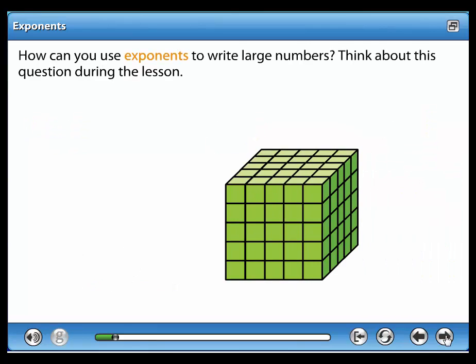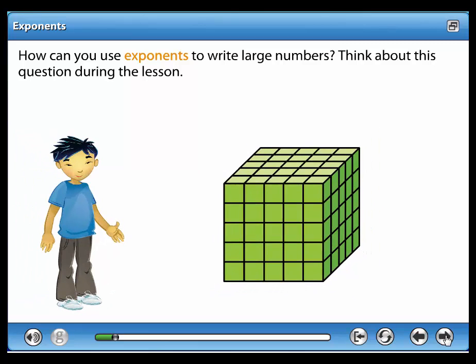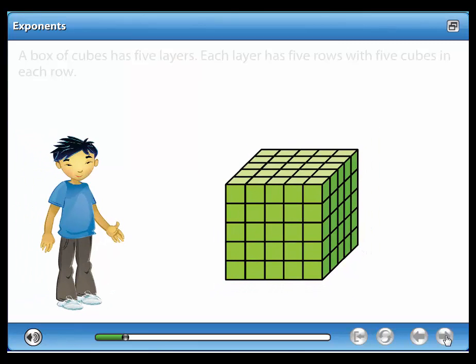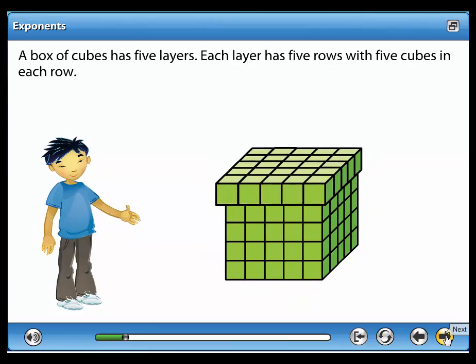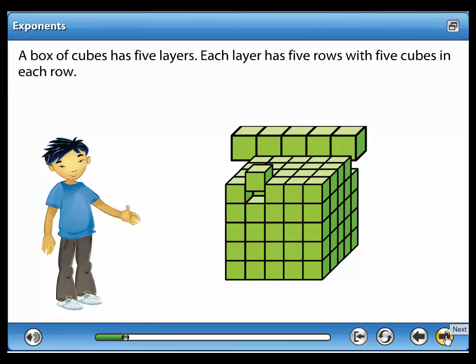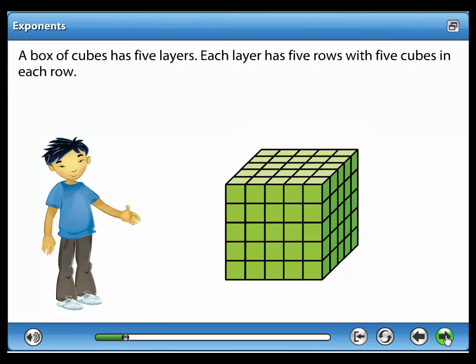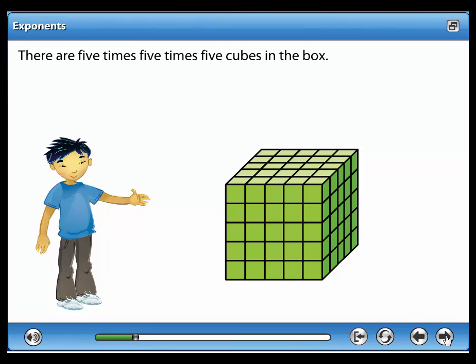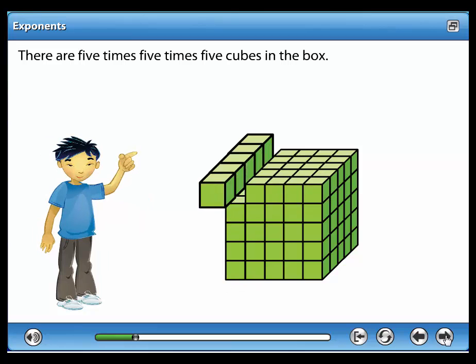How can you use exponents to write large numbers? Think about this question during the lesson. A box of cubes has 5 layers. Each layer has 5 rows with 5 cubes in each row. There are 5 times 5 times 5 cubes in the box.